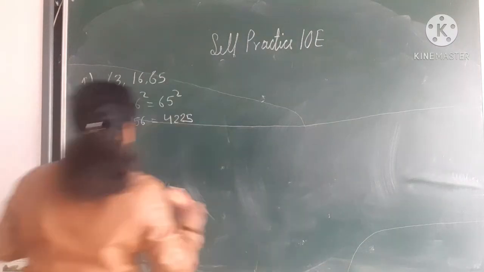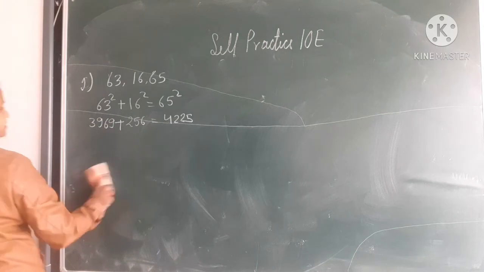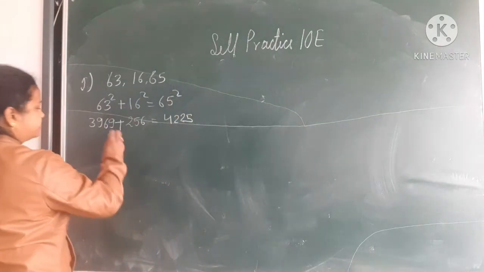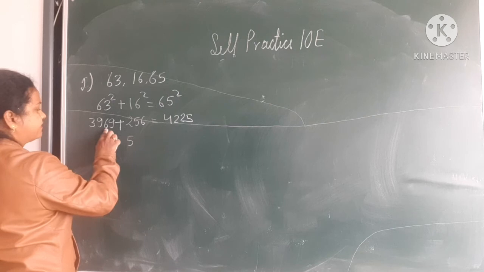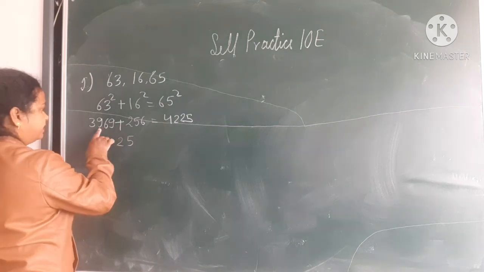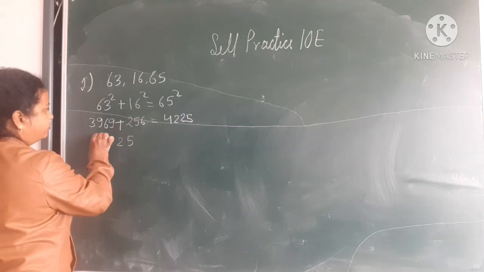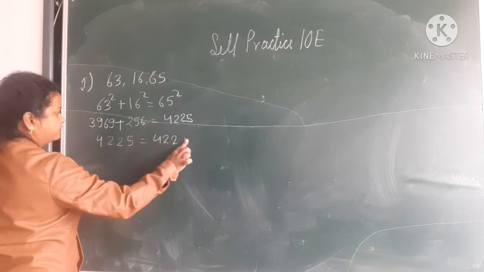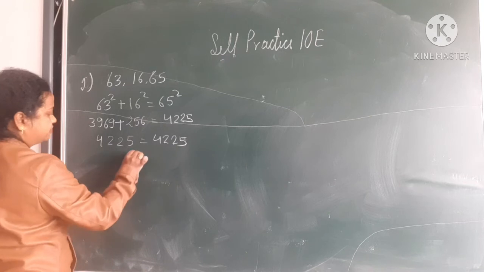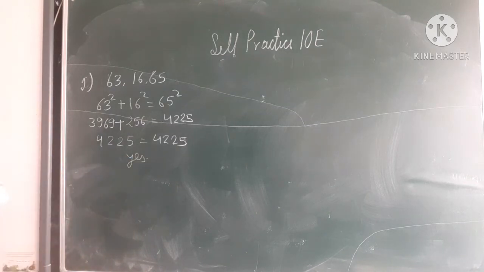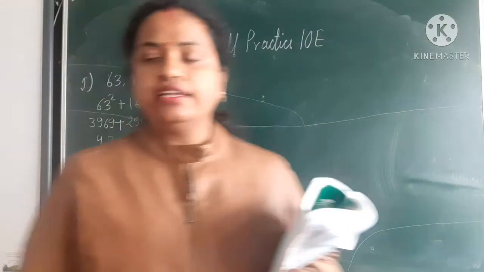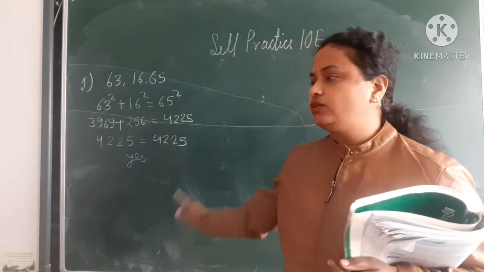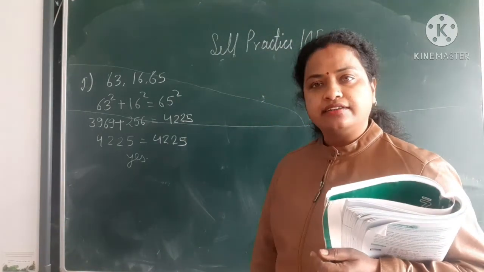Are they equal? Let's check. 9 plus 6 is 15, carry 1, 7 plus 5 is 12, carry 1, 9, 10, 11, 12. So 4225, and it is also equal to 4225. Are they equal to each other? Yes, they are equal to each other. Hence, it also forms a Pythagoras triplet.